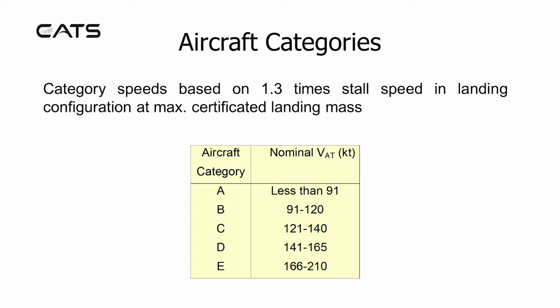Aircraft categories. Category speeds are based on 1.3 times the stall speed in the landing configuration at maximum certificated landing mass. Aircraft category A: the nominal VAT speed is less than 91 knots. B: 91 to 120 knots. C: 121 to 140 knots. D: 141 to 165 knots. And E: 166 to 210 knots.